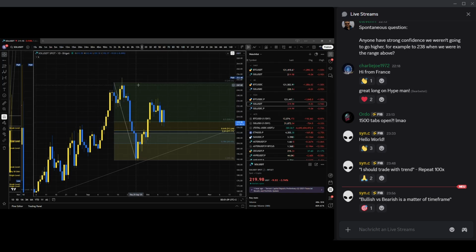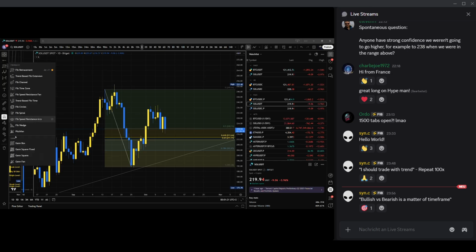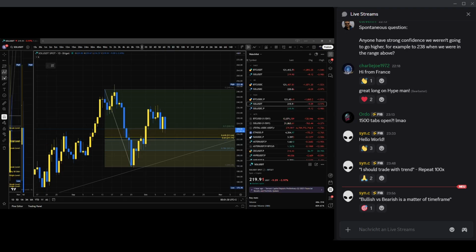If you have a short, let's say you short it anyway here, and most people would, where's that shorting tool? See, I don't even use it. Where is it?